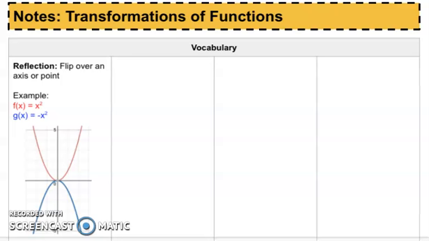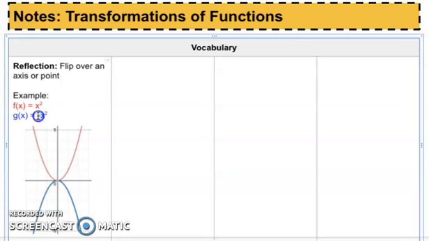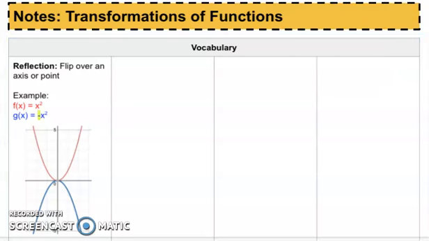And if you see here, the first function f(x) would equal x squared. That's the red line, the red parabola. The second function, which was a reflection of the first function, was negative x squared. So what you can see here is in our box, the negative in front of the x, that is what forced the flip or reflection of the function.